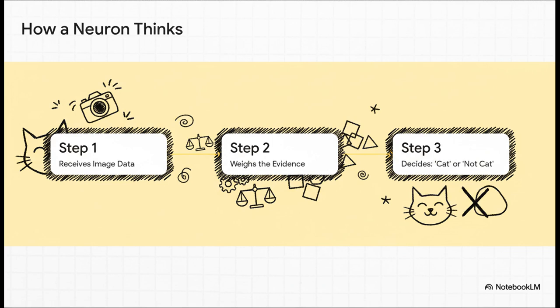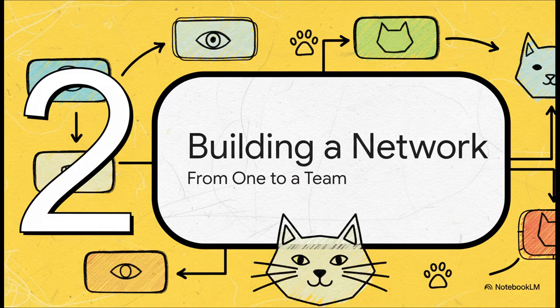So how does that single vote actually happen? It's a pretty straightforward three-step process. First, the neuron gets fed the image data. Then it starts weighing the evidence, looking for catness. Things like pointy ears, whiskers, that kind of stuff. And finally, it makes the call. It casts its one and only vote. Cat or not cat.